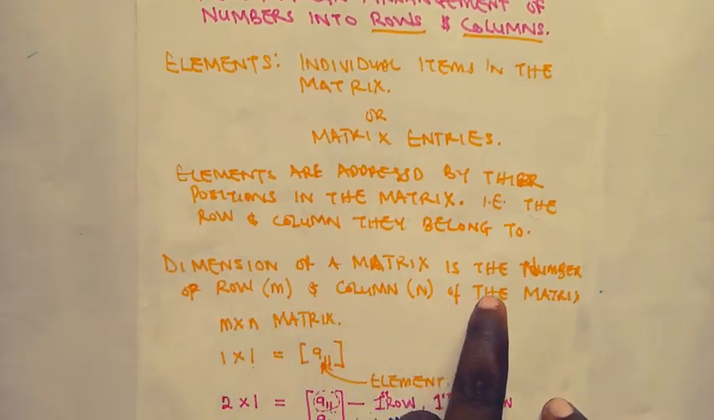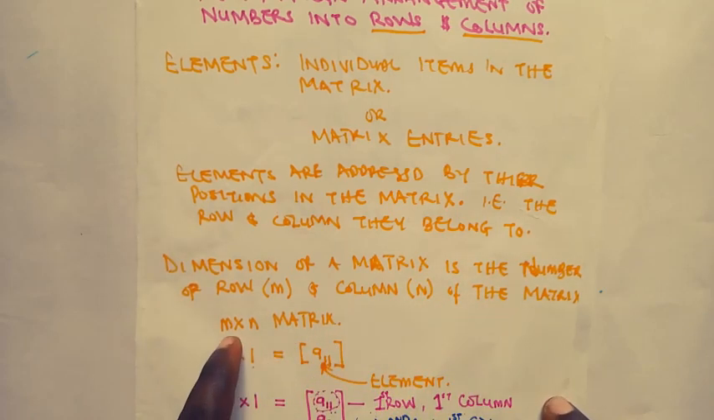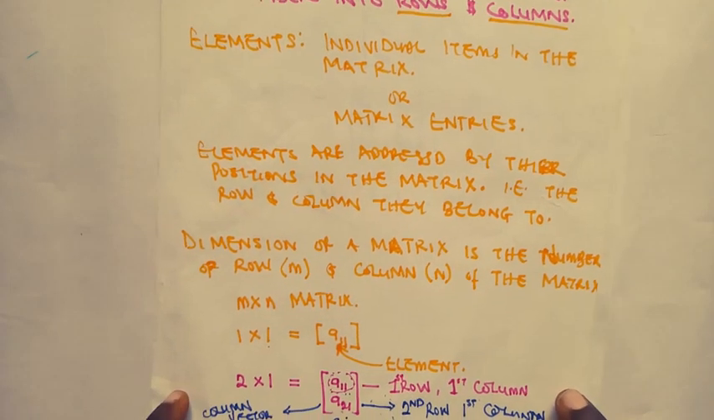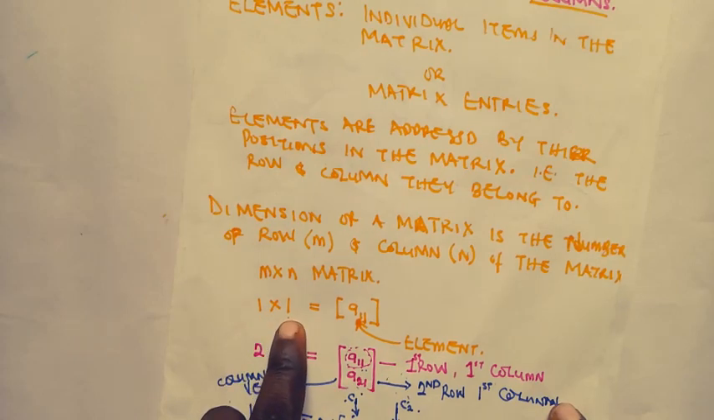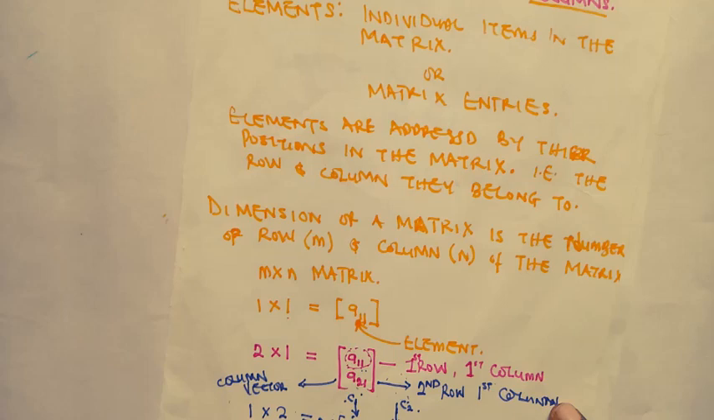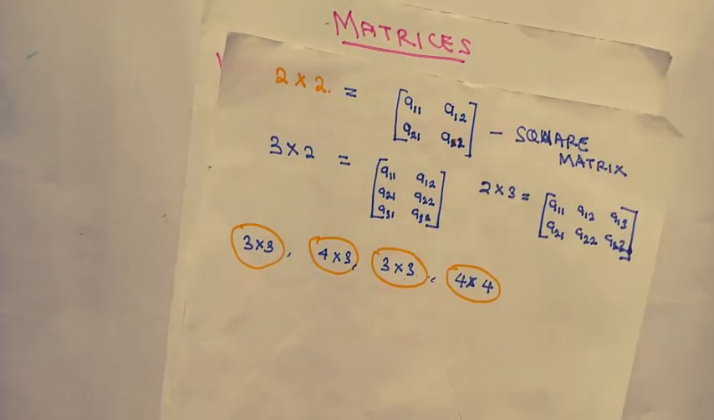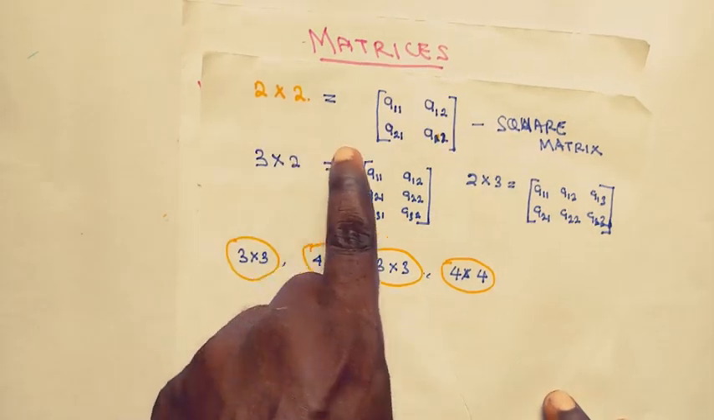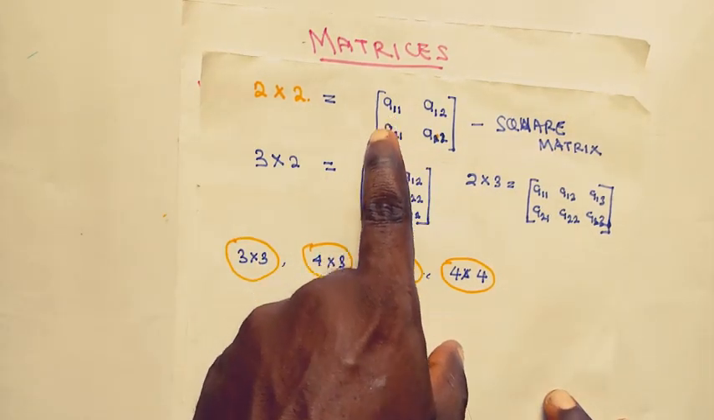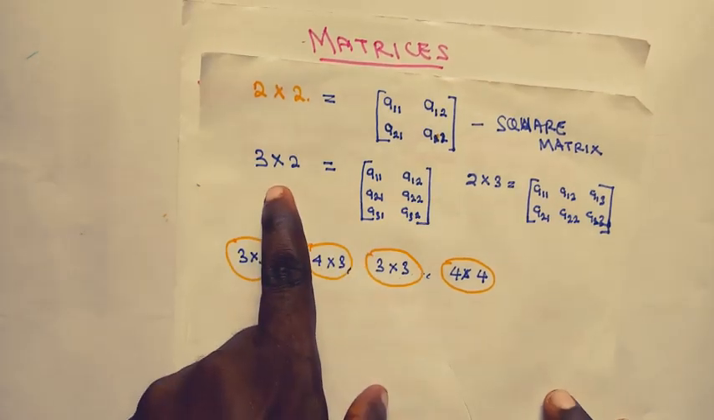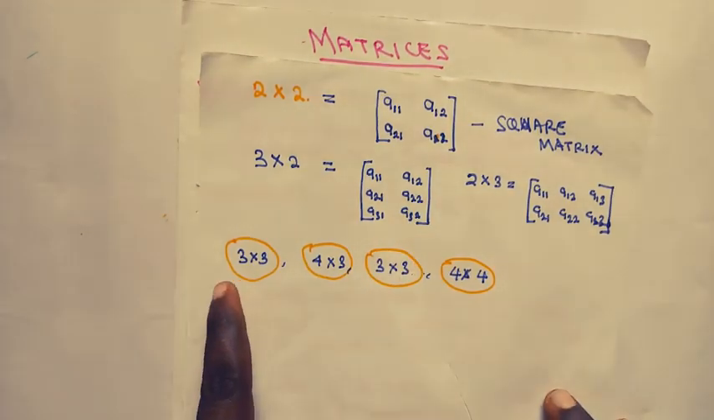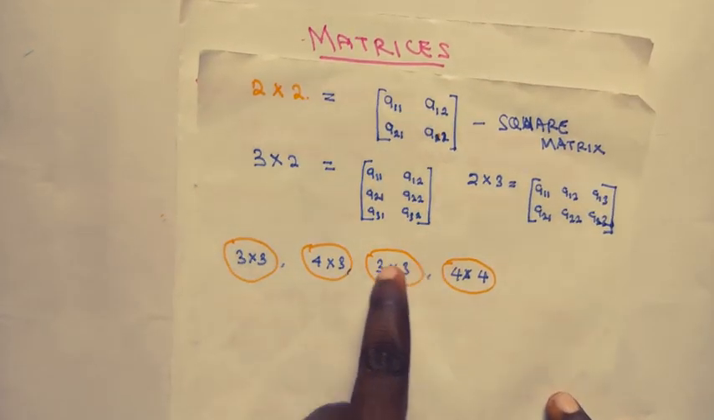The dimension of a matrix is determined by the number of rows and the number of columns it has. For example, we have a 1 by 1 matrix, a 2 by 1 matrix, a 1 by 2 matrix, a matrix that has just 1 row and 2 columns. And then of course we have a 2 by 2 matrix, which is a square matrix. It has 2 rows and 2 columns. A 3 by 2 has 3 rows and 2 columns. And of course I've asked you to try and draw these.